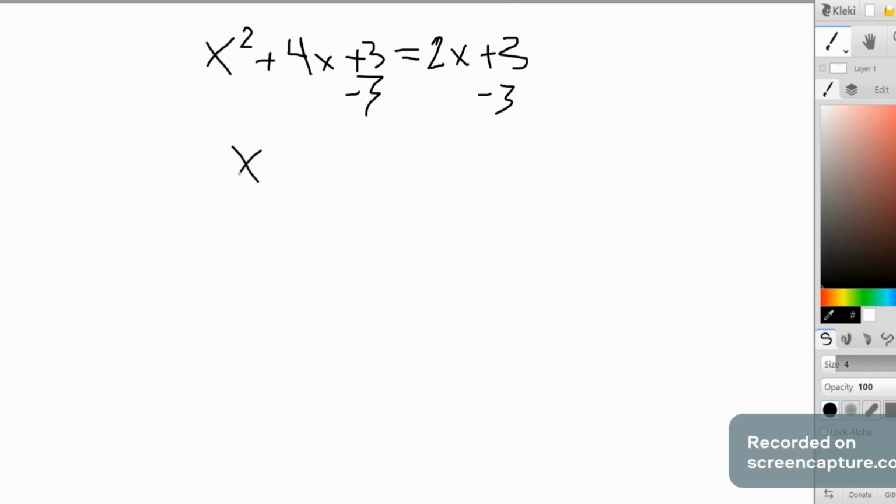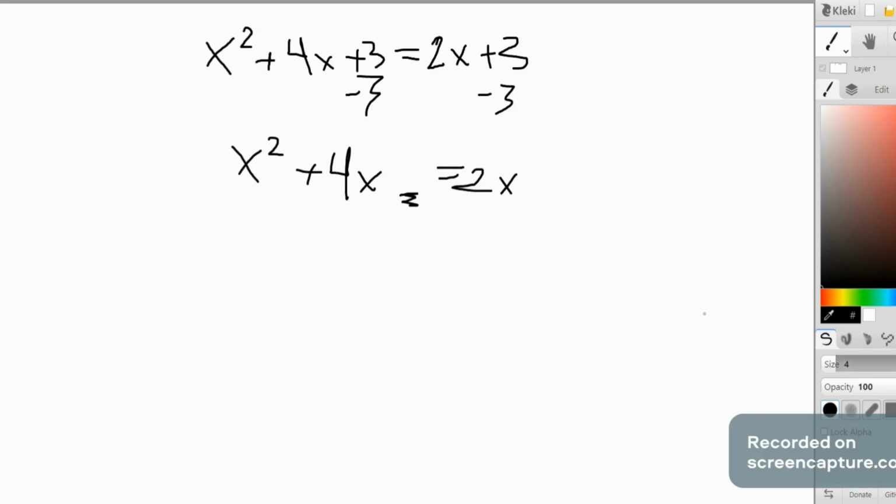So when we do that, we get x squared plus 4x. We don't have this 3 anymore because 3 minus 3 and then minus 3 again is going to give us 0. We'll just leave this blank since it's 0. And then equals 2x. And then we don't write the 3 because we don't have the 3 anymore. So now we have something that'll look like this. It should look a lot cleaner than this, but don't worry.